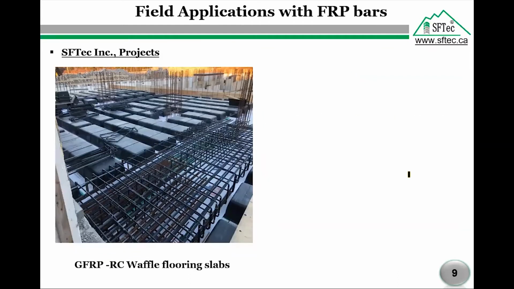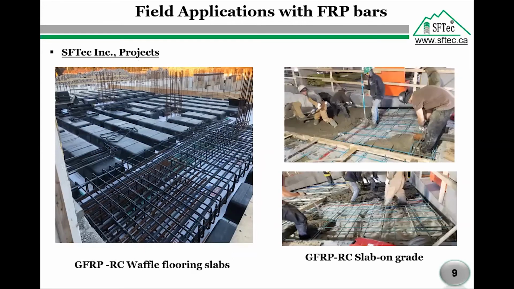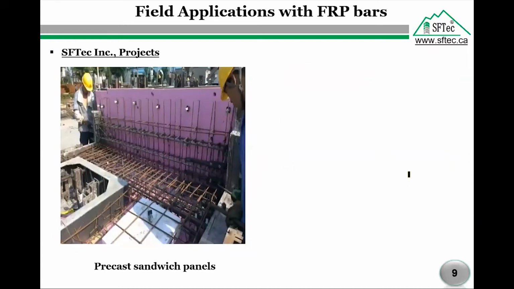Now I would like to shed light on our field applications. The first field application we have here is the first worldwide waffle slabs reinforced with GFRP straight and bent bars in the Araya project. Another example, as we see here on our right side, is casting a slab on grade in Nova Scotia, Canada. Another application is using GFRP shear connectors in precast sandwich panels at one of the IBM buildings.